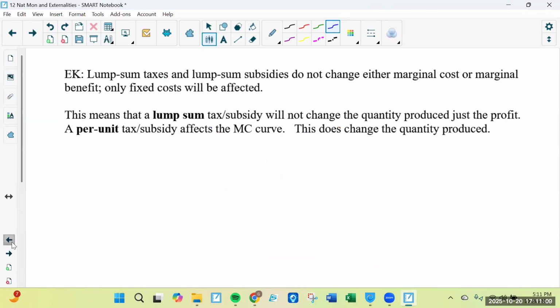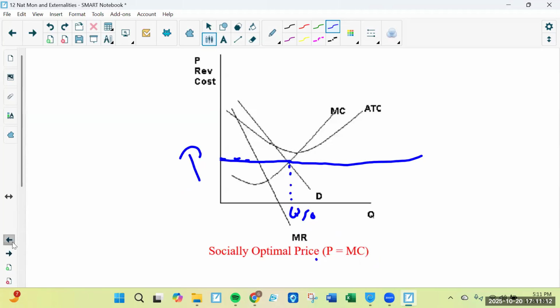Okay. But there's a problem with this. Take a look at this. If we regulate them at this price, this firm is now earning an economic loss because price at that quantity is below... At that quantity, price is here, but your ATC is actually way up here. The average total cost of producing is way up here. So this firm would now be earning an economic loss.